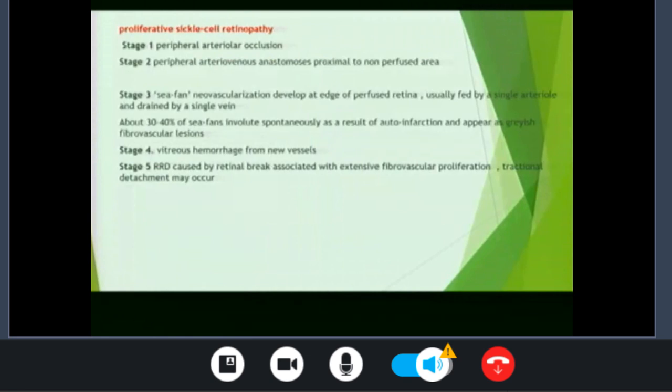And now proliferative sickle-cell retinopathy, divided into 5 stages. Stage 1 is arterial occlusion. Stage 2 is anastomosis in the non-perfused areas. Stage 3 is the sea fan, and stage 4 is vitreous hemorrhage. And finally, stage 5 is the RD and TRD that can happen.